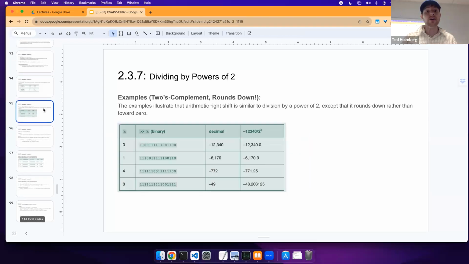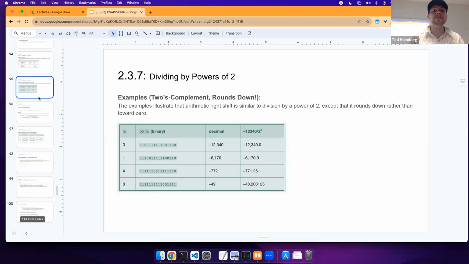However, where it kind of breaks down is where I start using 2's complement numbers. And the reason why is it truncates down and it actually makes these numbers round down. So looking at these same numbers here, when I shift 4 to the right, where it should be minus 771.25, it becomes minus 772, right? So rounding down when it's negative means it gets to be a bigger negative number, if that makes sense. And so we see the same thing here. Minus 48.2 all of a sudden becomes minus 49.